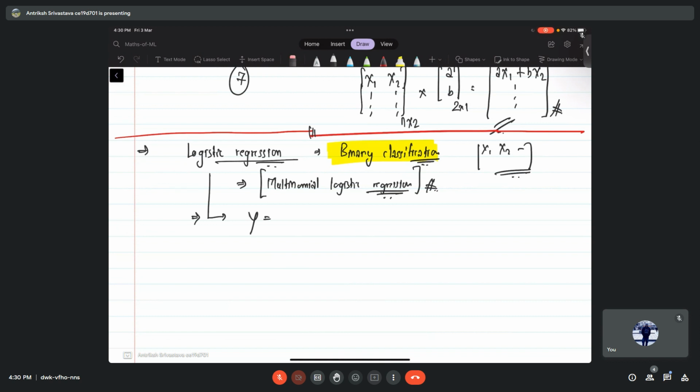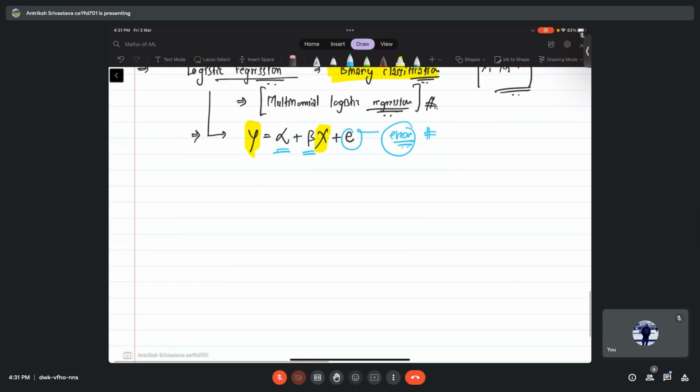So the final equation that we will get as the end product of our classifier will look like this: y = alpha plus beta x plus error, where x is your feature set, y is the label that you are going to predict, and alpha and beta are the parameters, with E being the error. We don't need to worry too much about the error. I know there were some things said in class about this error, but they were not used in subsequent slides for any kind of justification. So we can just ignore this error term for now.